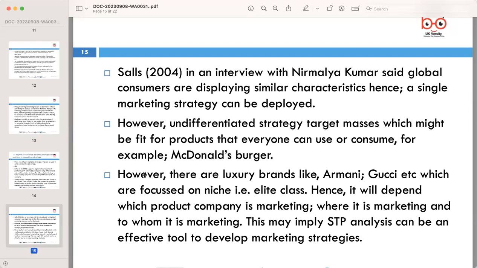Undifferentiated strategies, such as those used by fast food chains like McDonald's, target the mass market. This approach is suitable for products that have broad appeal and can be consumed by a wide range of people. A luxury brand like Armani or Gucci, on the other hand, focuses on a niche market, typically targeting the elite class.